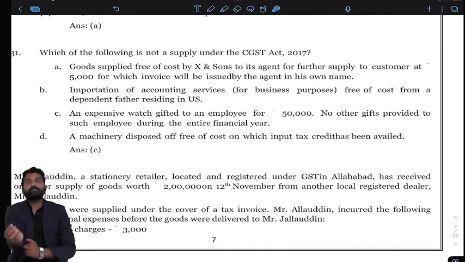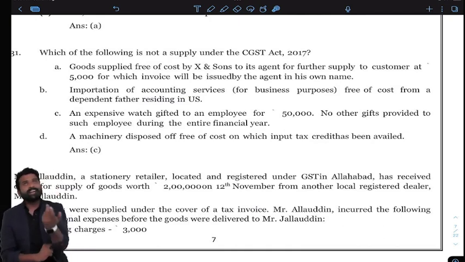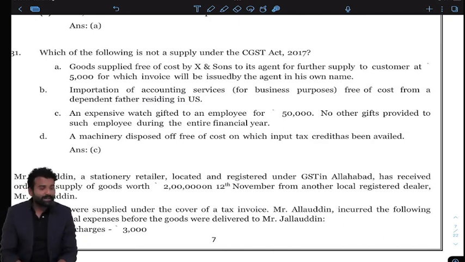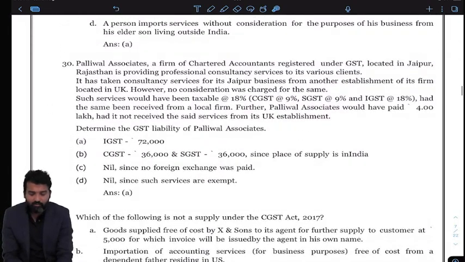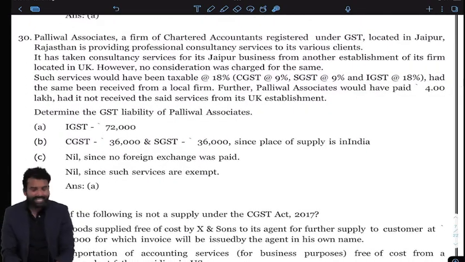They can ask some questions from Schedule 3. They can ask some questions from Schedule 1. They can ask anything about the goods, about the services. So you have to do all these MCQs and you will get everything. You will understand what type of question they can ask you in the exam.